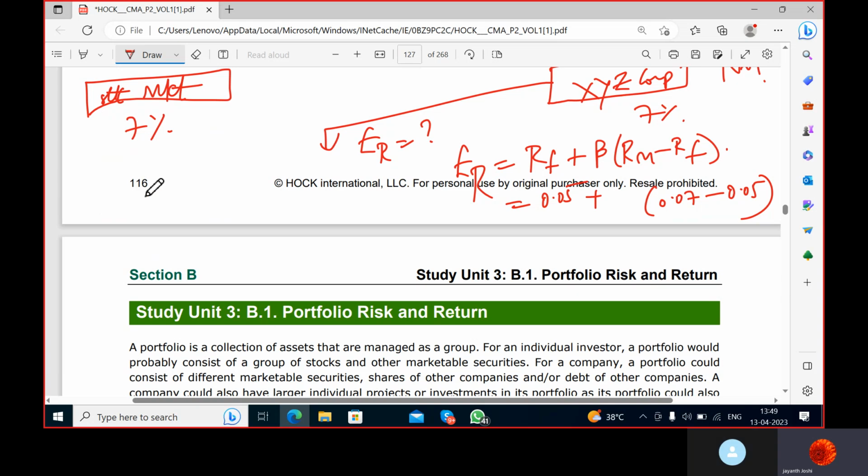So beta is nothing but an indicator of risk. It shows you the risk you have in the security with respect to the risk in the market. Market risk is always equal to 1. Beta is equal to 1. That means that is the 100% risk you have.